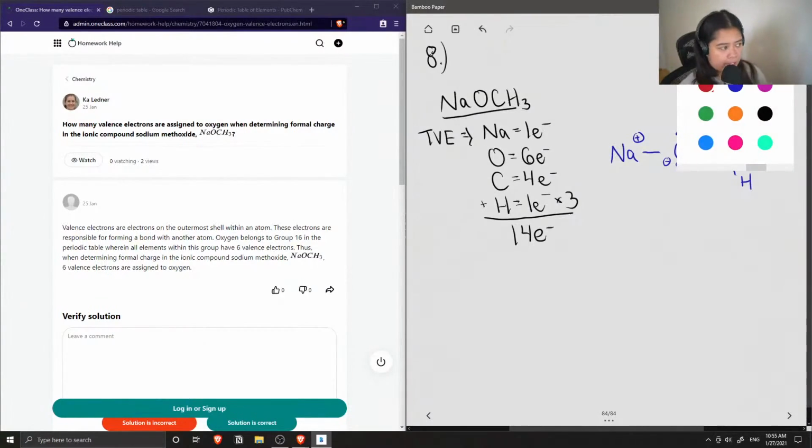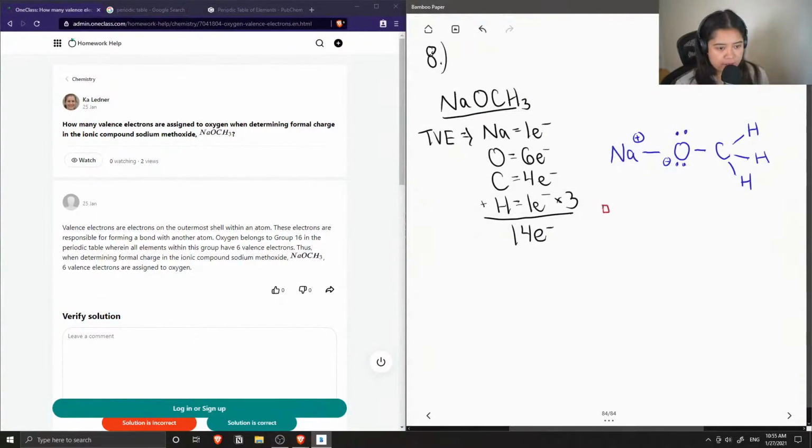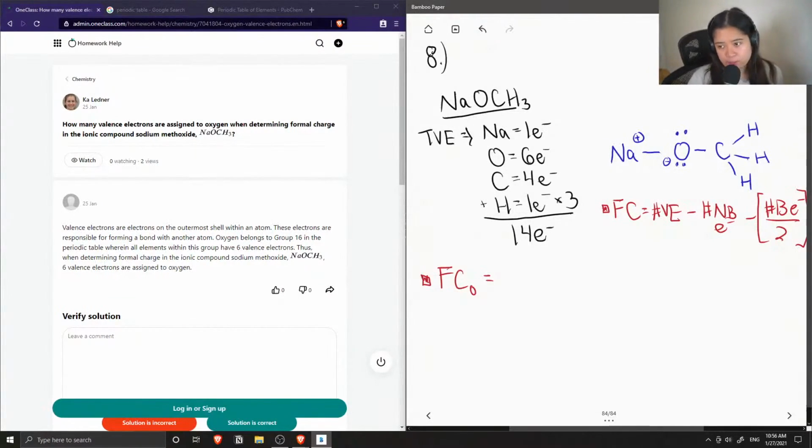And we can also find out how we calculate formal charge by using the equation where formal charge is equal to the number of valence electrons minus the number of non-bonding electrons minus the number of bonding electrons divided by 2. Okay, so now let's calculate the formal charge of oxygen. And it should be -1.